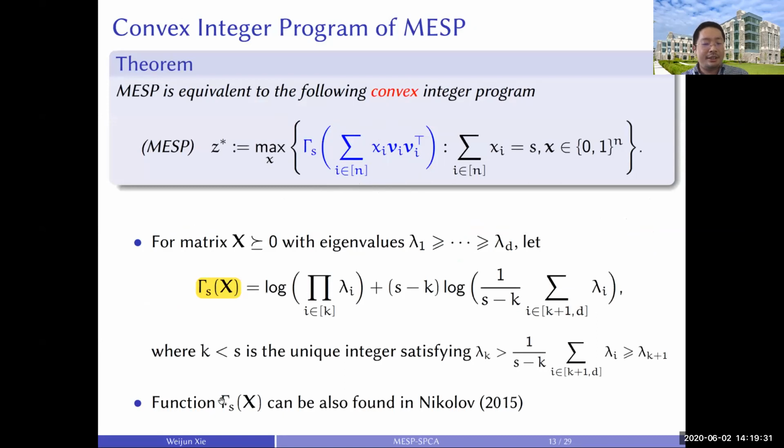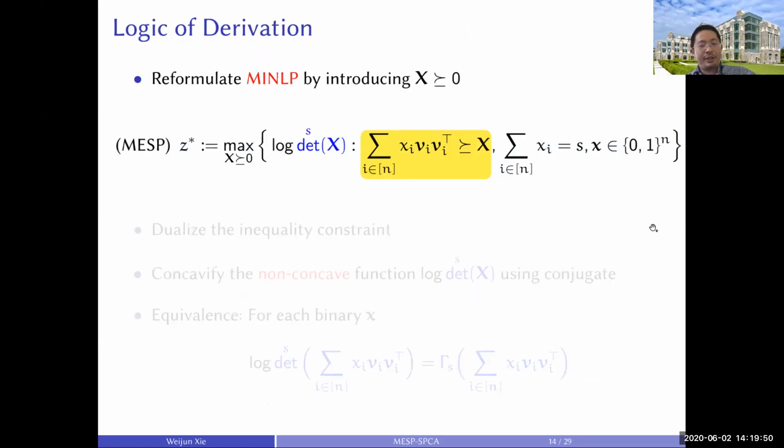It's worth mentioning that this gamma S function has been found in Nikolov's 2015 paper. That's a very interesting paper, so if you want to study this problem, his paper should also be a very nice reference. We prove this from a different angle than Nikolov, using the Lagrangian dual, which is just the conjugate. We introduce a positive semi-definite matrix variable, with this summation greater than S, and then maximize the log determinant of X because of monotonicity, so these two formulations are equivalent.